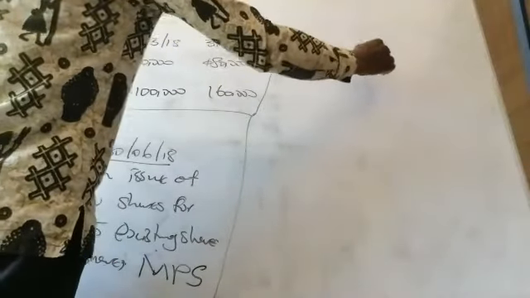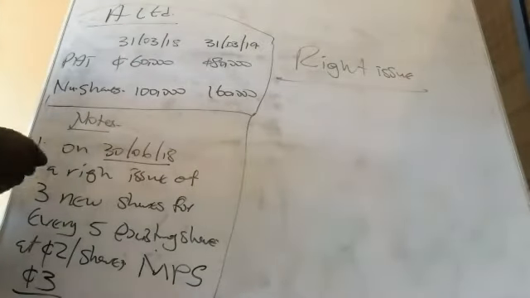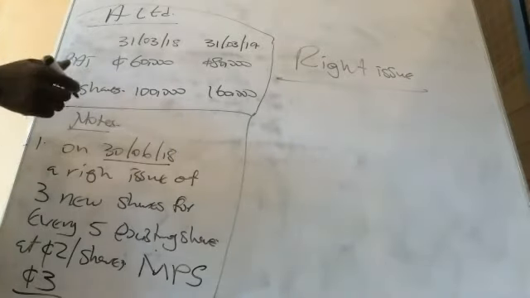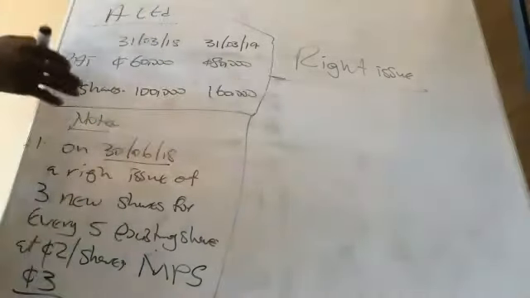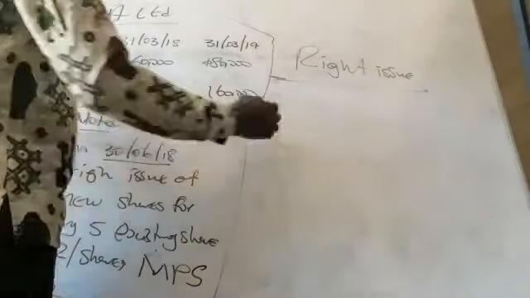We are going to look at right issue, and how it affects the earnings per share calculation. We have looked at the issue of shares at full market price, and at bonus. Now we're going to look at right issue. Right issue is a bit simple, but complex in calculation. Right issue is when the shares are issued below the prevailing market price. We normally say the shares were sold at a discount. At what discount? Below the prevailing market price.